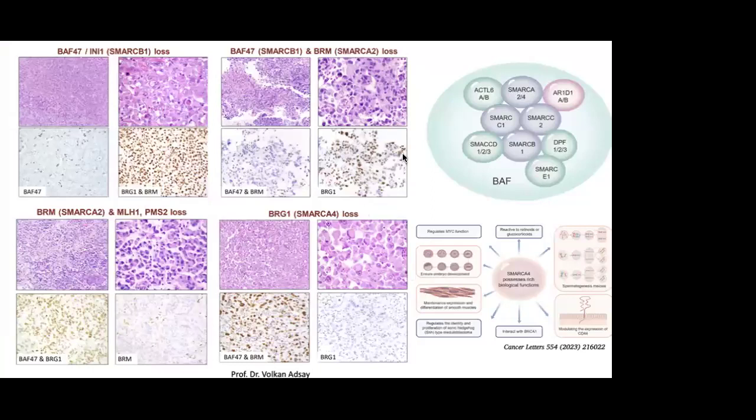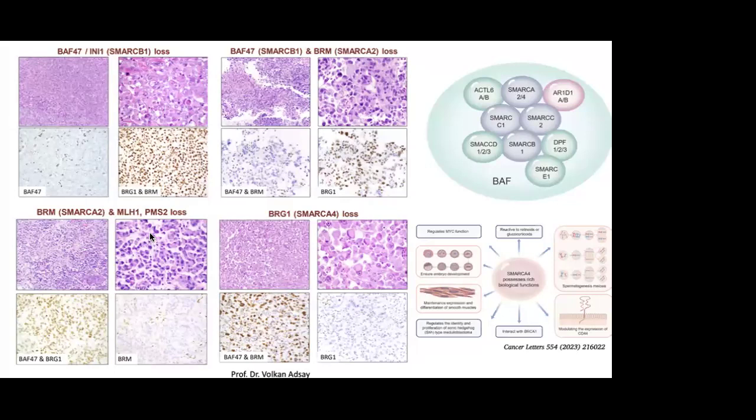And the SMARC family actually comprises the components of the BAF complex, including SMARCA2, 4, B1, D1, and we are all familiar with INI1, which is related to SMARCB1, while the stains for BRM and BRG1 are associated with SMARCA2 and SMARCA4 alterations respectively.